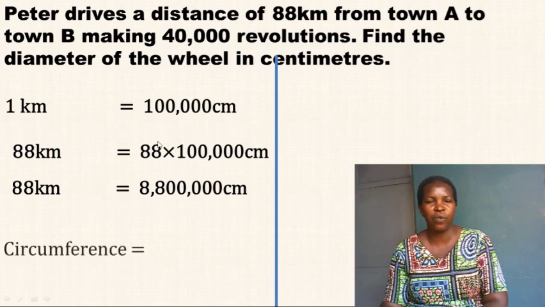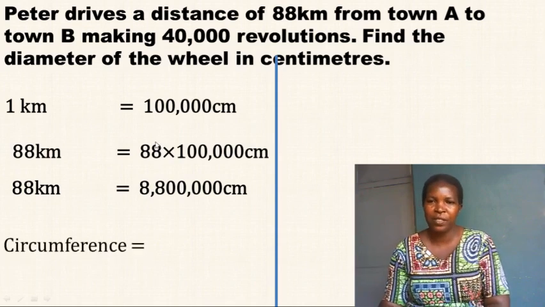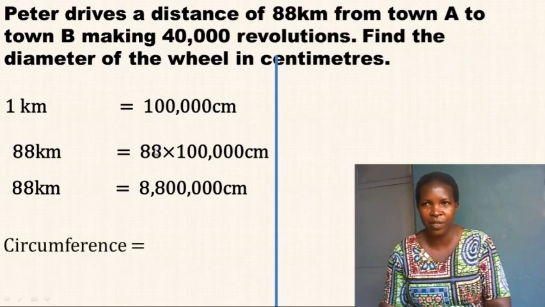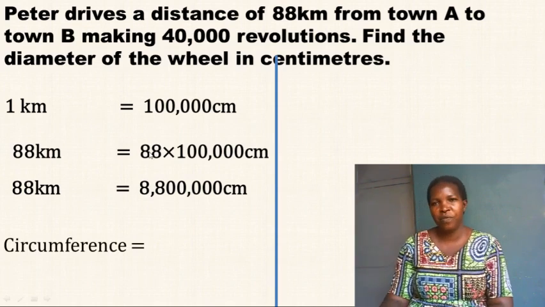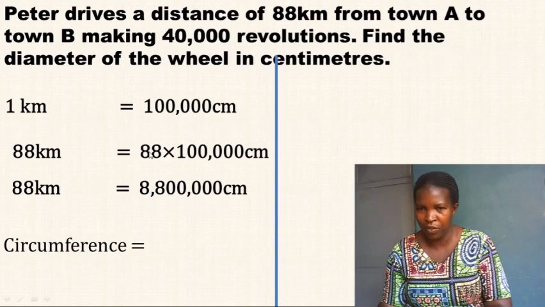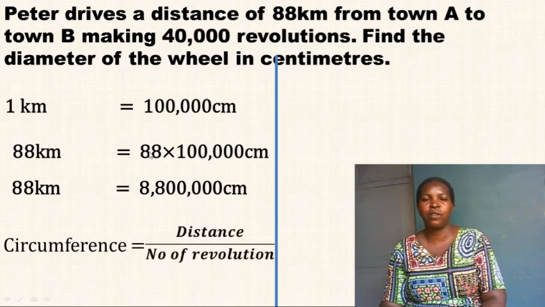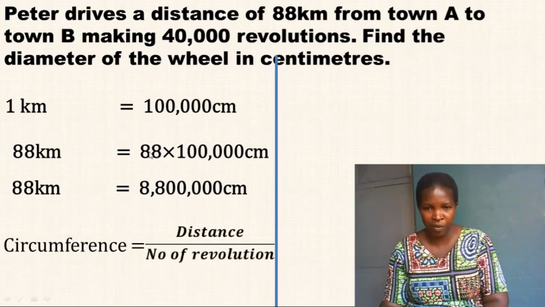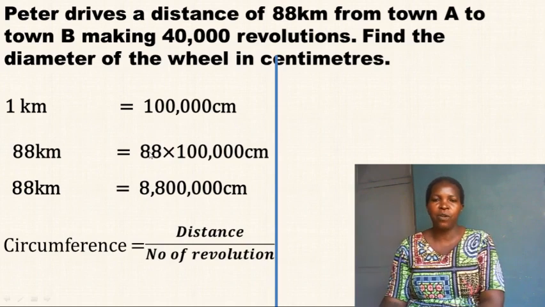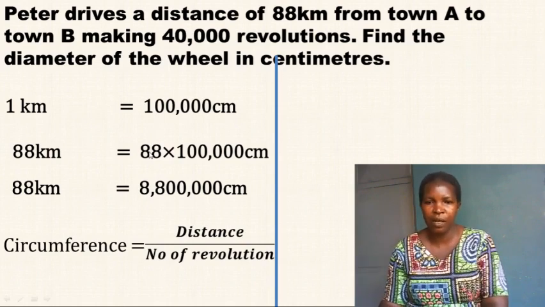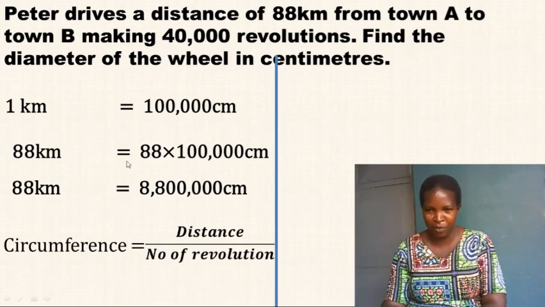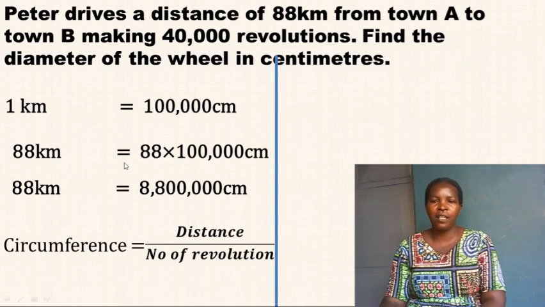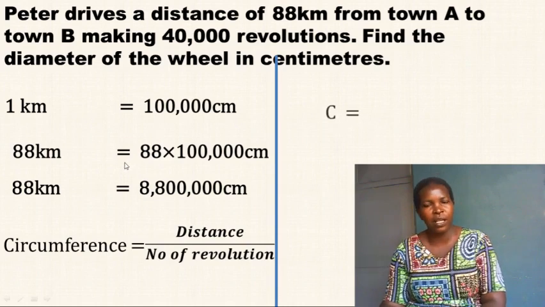We should look for circumference, which is excellent. And remember, we had 2 ways of looking for circumference: use of the formula and also using proportions. But this time we shall use the formula. Circumference equals distance out of number of revolutions. Everybody, circumference equals distance out of number of revolutions.